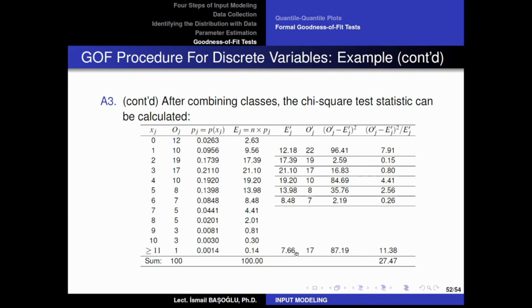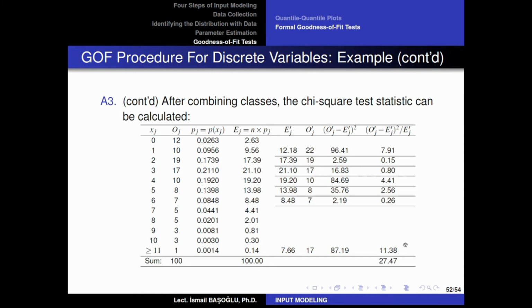So this is a necessary thing to do, my friends, until the expected frequencies are greater than or equal to 5. Now I am ready to calculate my test statistic. After the combination, I only have 7 different classes. For each of these 7 classes, I calculate the squared deviations between the observed frequencies and the expected frequencies, and they are normalized by dividing by the expected frequencies. Then I sum up these values to get my chi-square test statistic, which is 27.47.